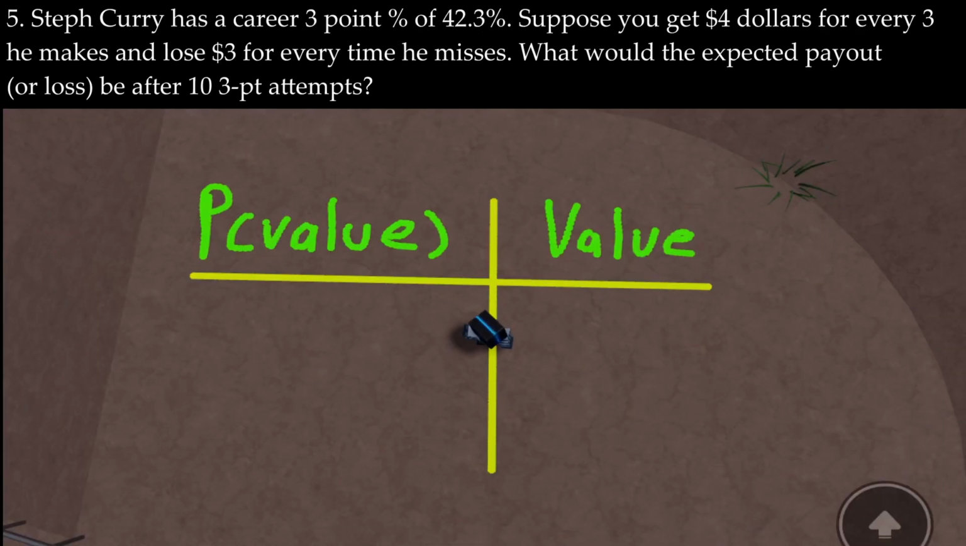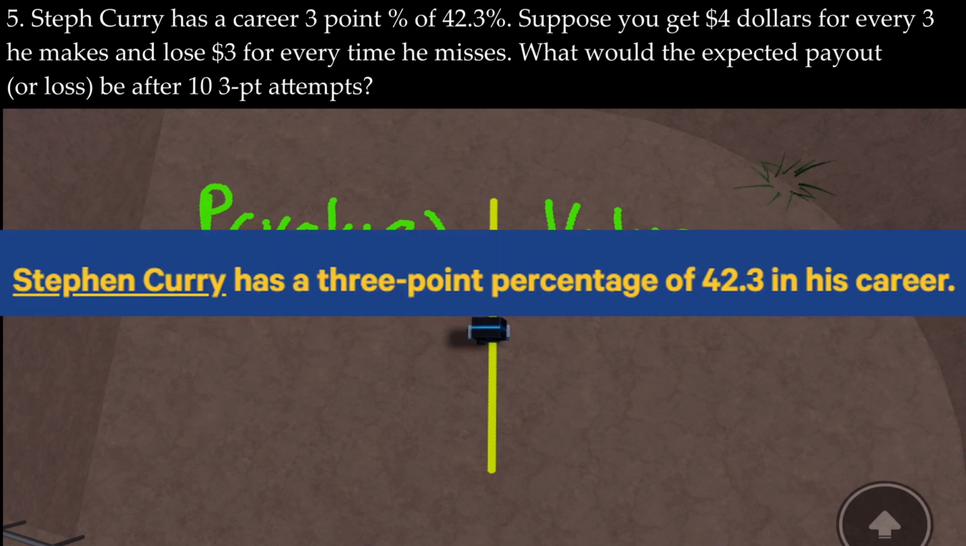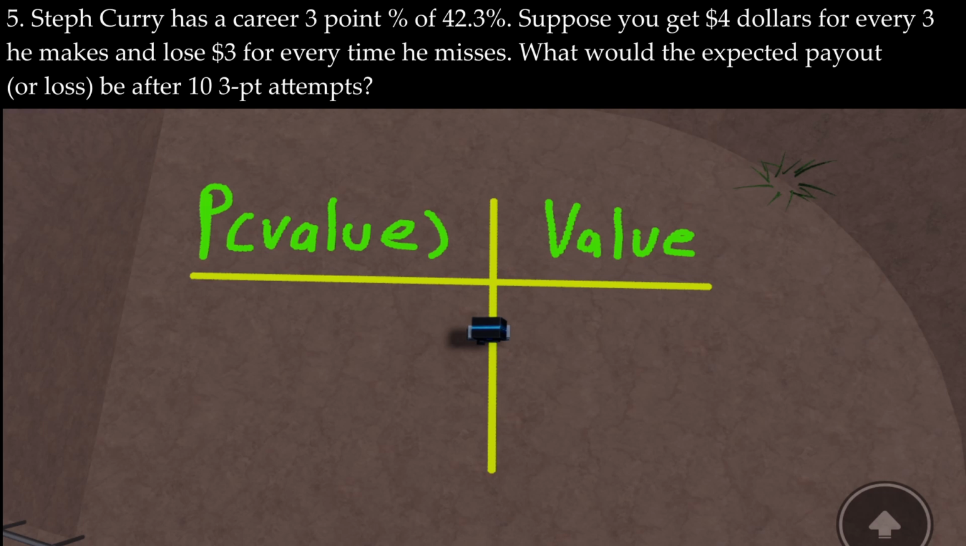This problem says, Steph Curry has a career 3-point percentage of 42.3%. Suppose you get $4 for every 3 he makes and lose $3 for every time he misses. What would the expected payout or loss be after 10 3-point attempts? So to this problem, let's define the values and their probabilities and use that to find the expected value for just one shot. And then once we have one shot, we can find the expected value for 10 shots that Steph Curry takes.